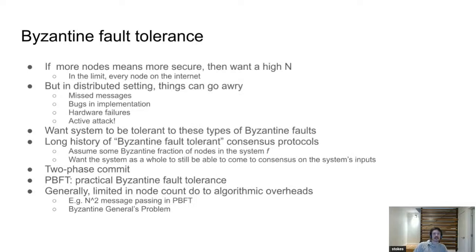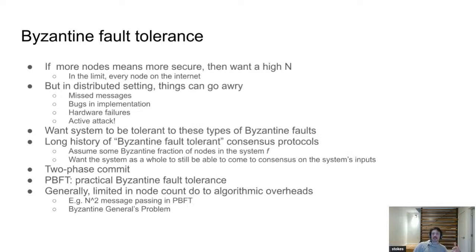If I go to my local node at home and I send it, hey, transfer some coins from me to you, it could just be the case that, for no reason other than chaos on the internet, my transaction doesn't end up getting to enough nodes to be part of the consensus.